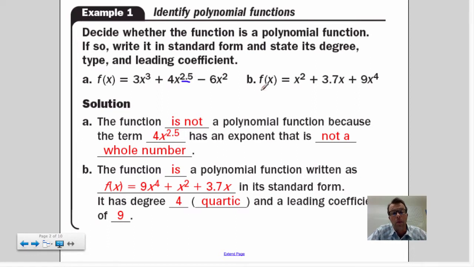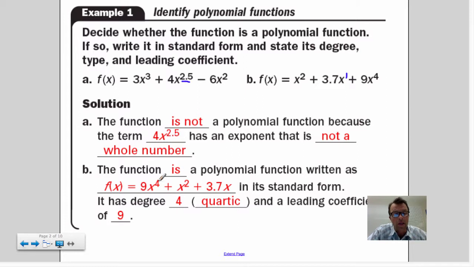If we look at example B, is this a polynomial function? And it certainly is, right? We have power 2, power 1, and power 4. All the coefficients are real numbers, and this therefore is a polynomial function. If we rewrote it in the order of the highest exponent and down, that's typically how we like to present our polynomial functions, and we call that standard form for a polynomial function.